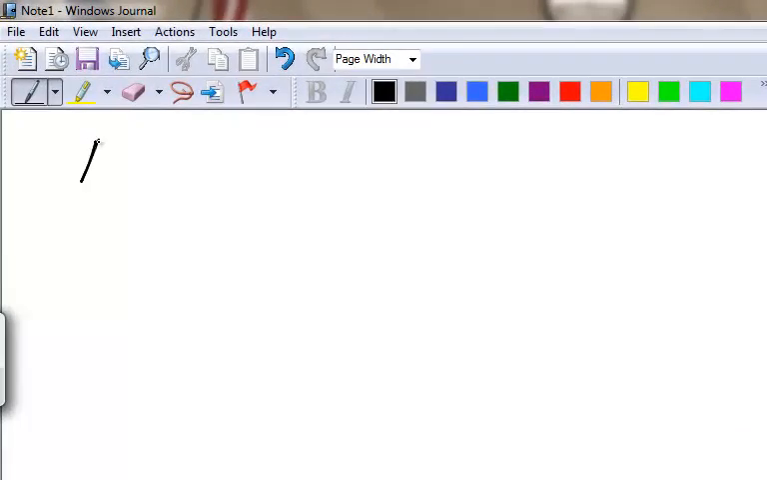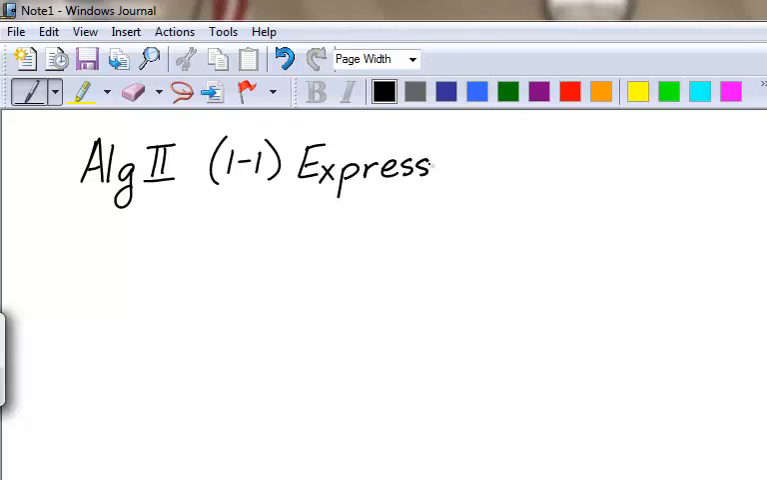Okay, today we're going to do section 1 notes for ALG2, and this is on expressions and formulas. Okay, and these notes you need to put down in your notebook. And if you have questions at any time, make sure you ask.